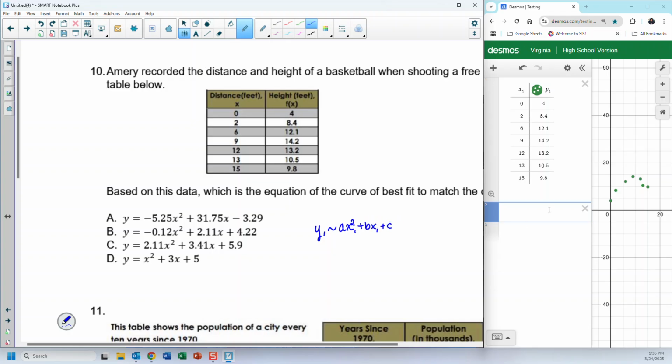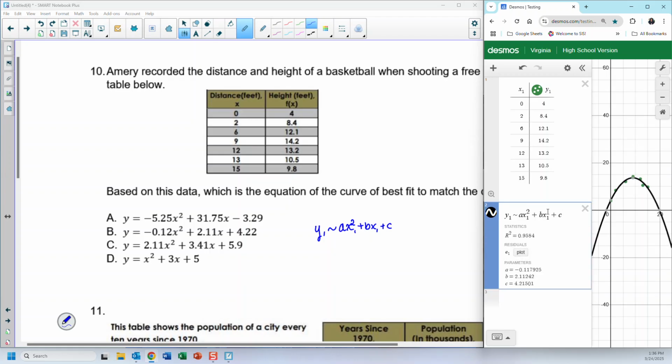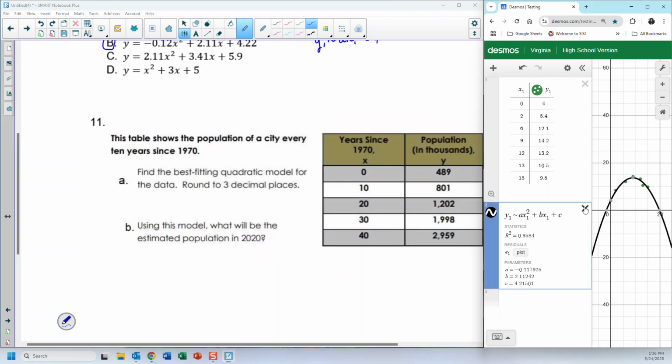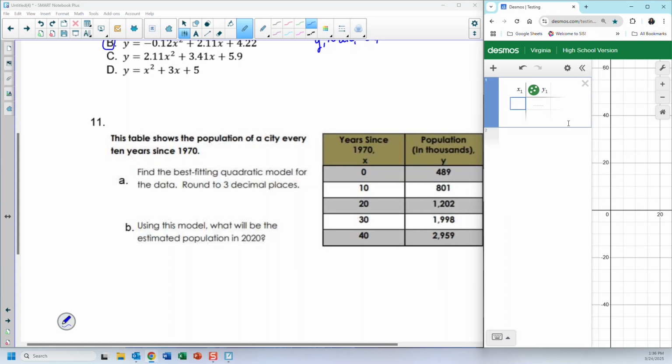So I'm going to go ahead and type it up. You have y1 regressed against ax1 squared plus bx1 plus c. And then here we go. So a is 0.11, and it looks like it's rounded up to 0.12 right there, 2.11, and then 4.22. Those are just rounded, so there's my answer. That's my equation. Here's the next one. So I'm just going to type it in, and type all the other numbers in.